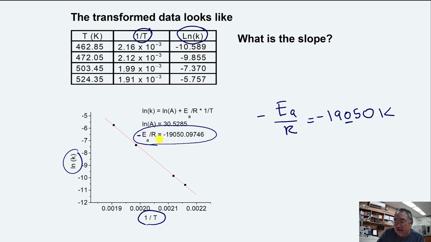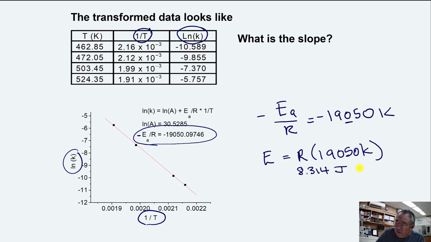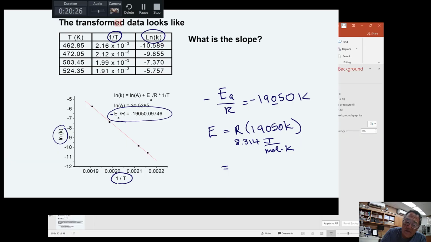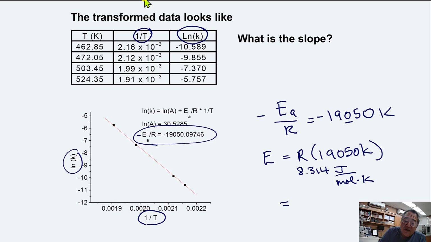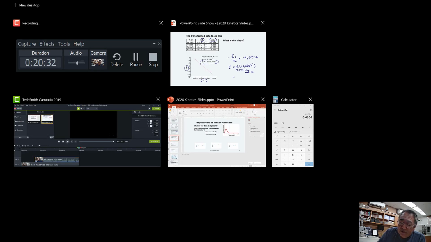So in order to get the activation energy, I'm going to have to take EA, right? It's going to be equal to R times 19050 Kelvin, like this. The minus sign drops out because I canceled the negative sign on both sides. And so now I just have to plug in the value for R, and this is 8.314 joules per mole times Kelvin. So that'll give me, and I'll pull up a calculator real quick.